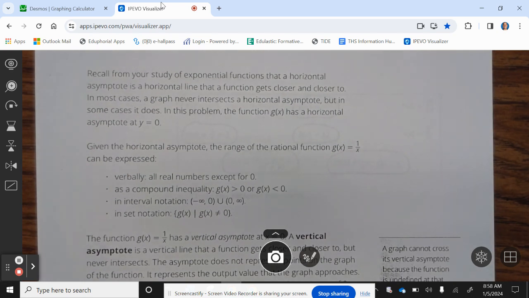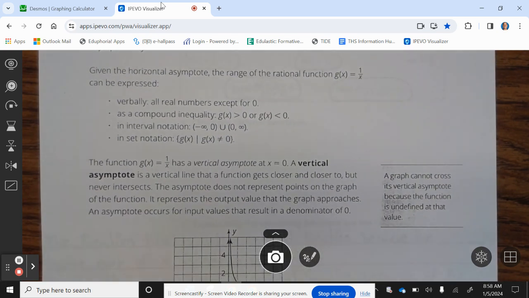Recall from your study of exponential functions that a horizontal asymptote is a horizontal line that a function gets closer and closer to. In most cases, a graph never intersects a horizontal asymptote, but in some cases it does. In this problem, the function g of x has a horizontal asymptote at y equals 0. Given the horizontal asymptote, the range of the rational function g of x equals 1 divided by x can be expressed verbally as all real numbers except for 0; as a compound inequality, g of x is greater than 0 or g of x is less than 0; in interval notation, negative infinity to 0 or 0 to infinity; in set notation, g of x such that g of x is unequal to 0.